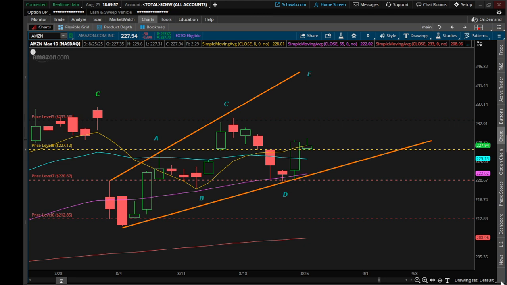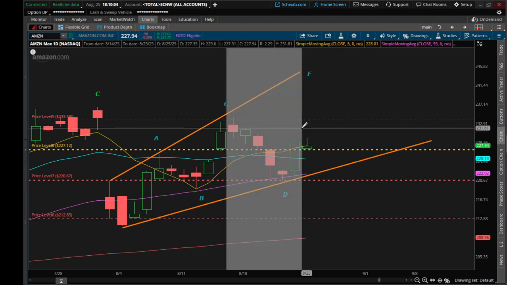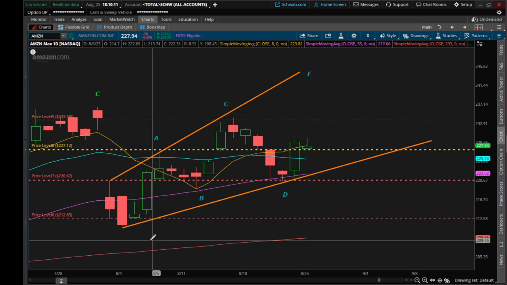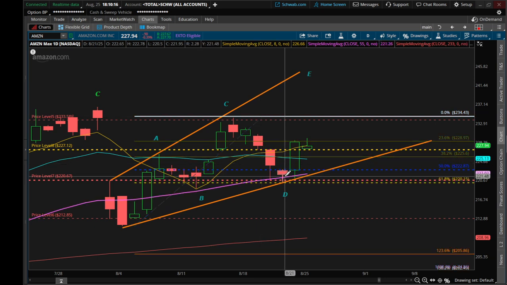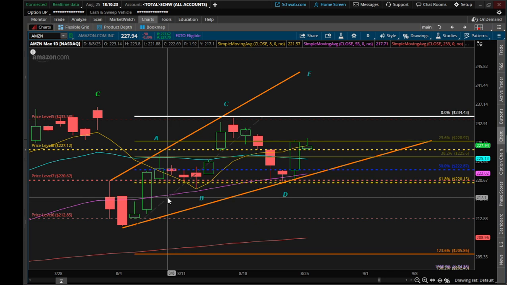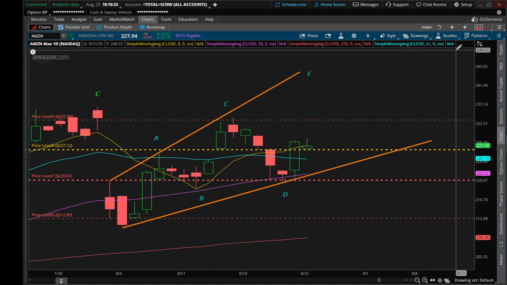We need to measure this move against this move. Alright. So this is the actual Fibonacci retracement tool, and this was a perfect 61.8% pullback. So that's telling us that it could be a possible start of another rally up also.